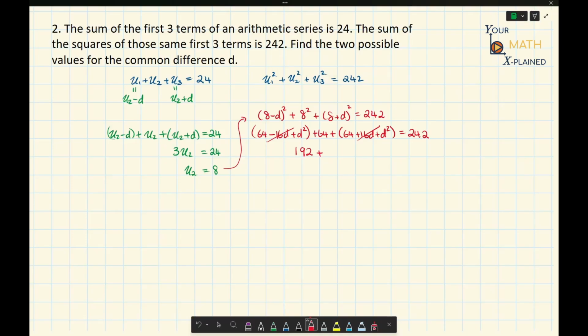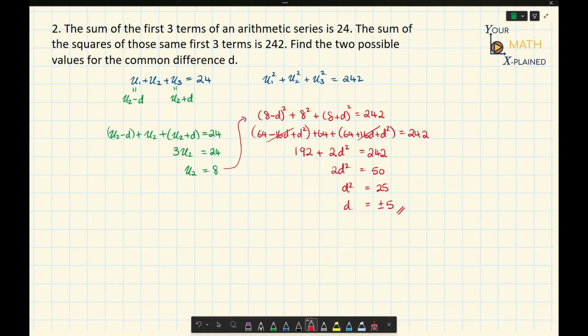192 plus 2d squared is equal to 242. Moving the 192 over gives us 2d squared is equal to 50, which means d squared is equal to 25. So therefore, square rooting both sides and taking the positive and negative solution, we end up with d is equal to positive or negative 5. So these are your two possible values for the common difference d.